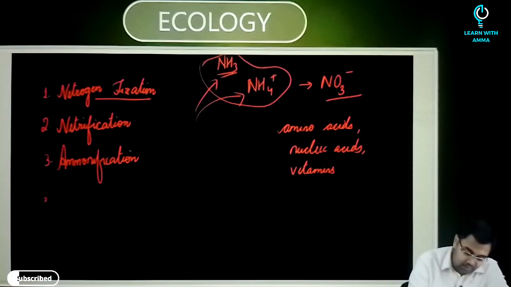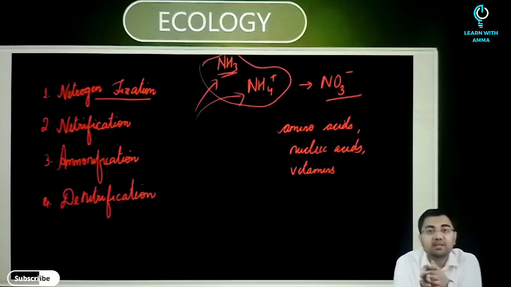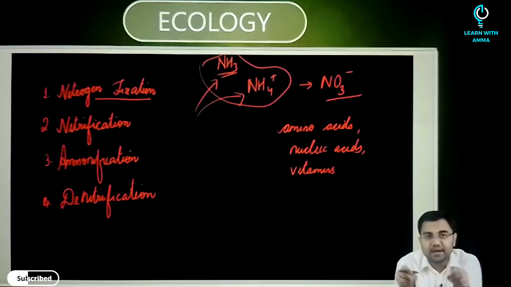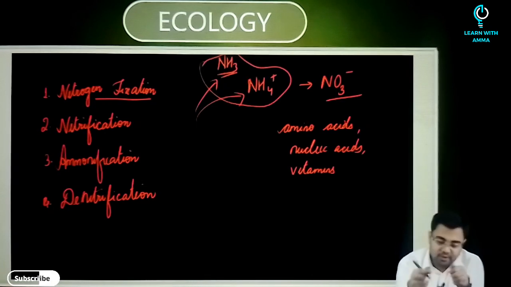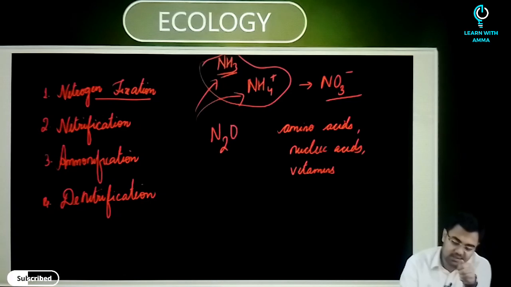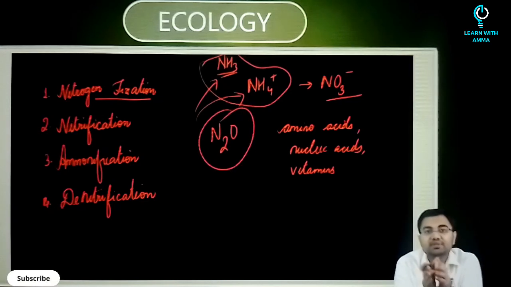Then after that you have another process called denitrification. So what is denitrification? In this, there are specialized bacteria which live in the waterlogged soil and in the bottom sediments of lakes, not only lakes, but also seas, swamps, etc. And they convert ammonium ions and ammonia back into nitrogen gas or nitrous oxide. These gases then are released to the atmosphere and then the nitrogen cycle begins again.